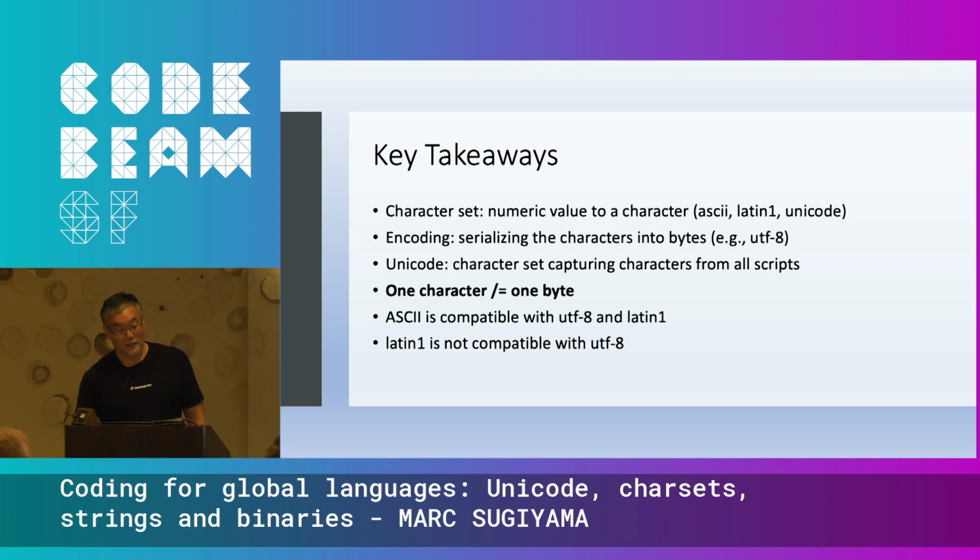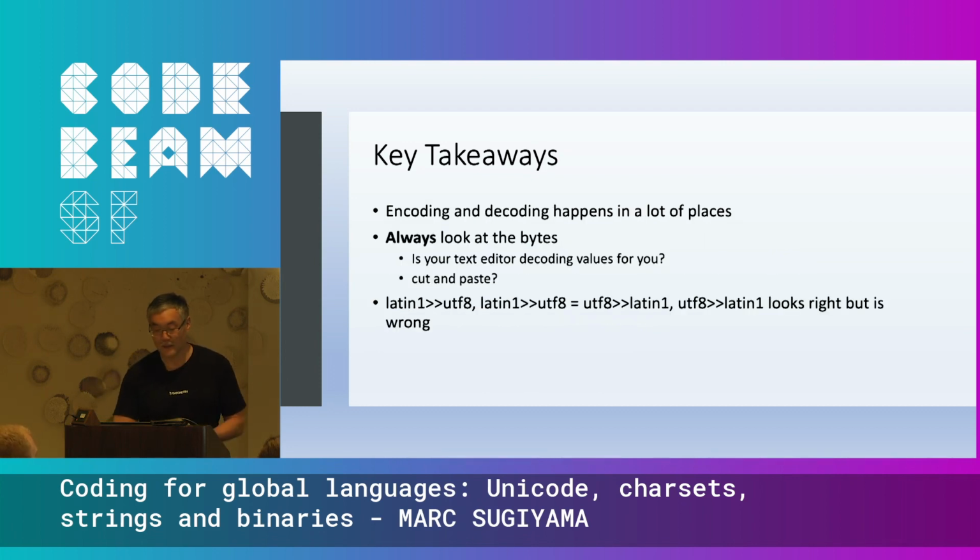Okay. Unicode is sort of the universal character set. It tries to capture every possible symbol. They're working on a standard for Klingon, right? So it's like everything. And like I said, ASCII is compatible with UTF-8 and Latin 1, but Latin 1 is not compatible with UTF-8. The bytes are different. So encoding and decoding can happen in many layers of the system. So it can sometimes be important just to look layer by layer.